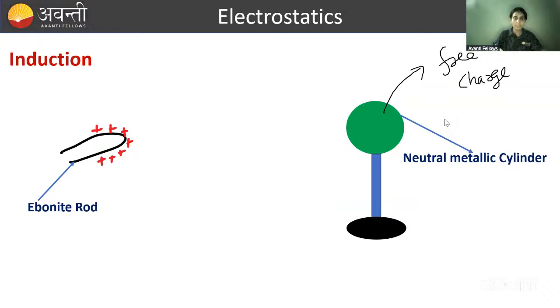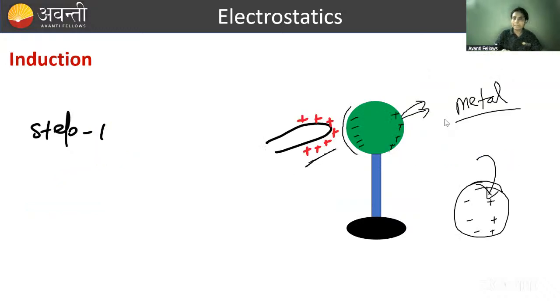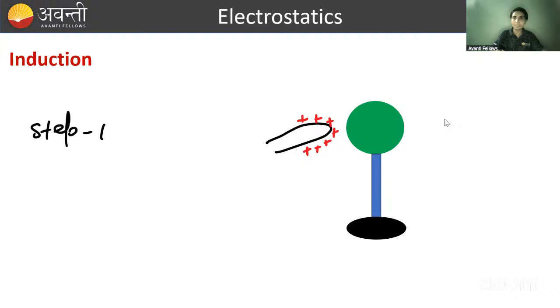Okay, now look here, what did we do in the first step? We brought this rod closer to the metal. When we bring it closer to the metal, what will happen? Its free negative charge will get attracted towards the rod, and its free positive charge will get repelled to the other side. This is happening. Okay, after this, what did we do? After this, we are doing one thing. We are connecting this end to earth, that is, we are connecting it with earth.